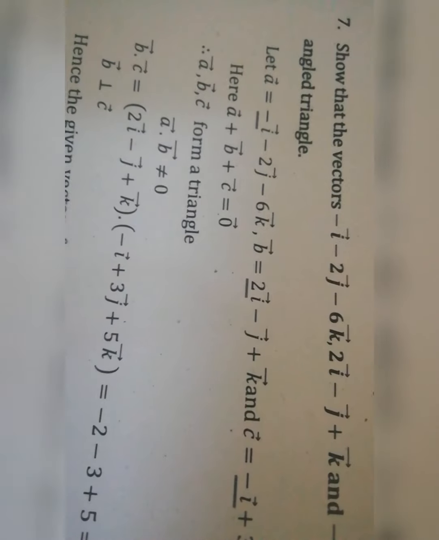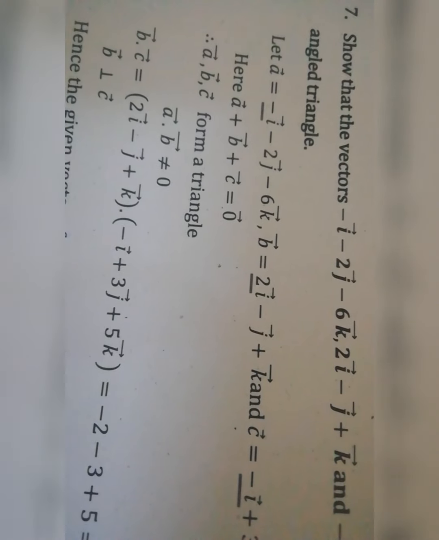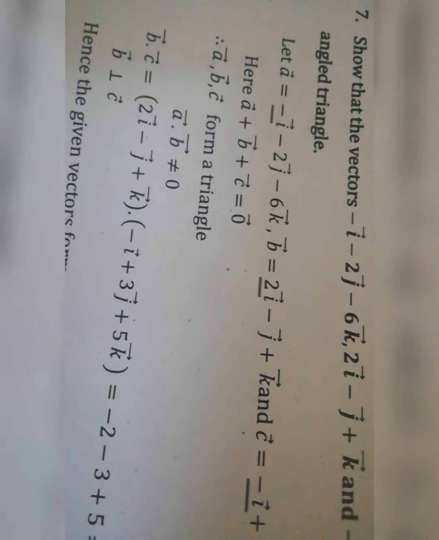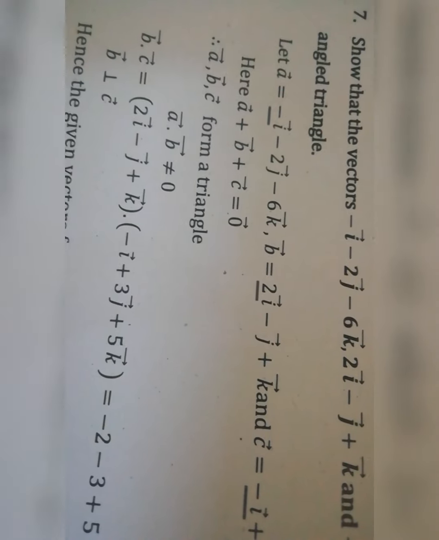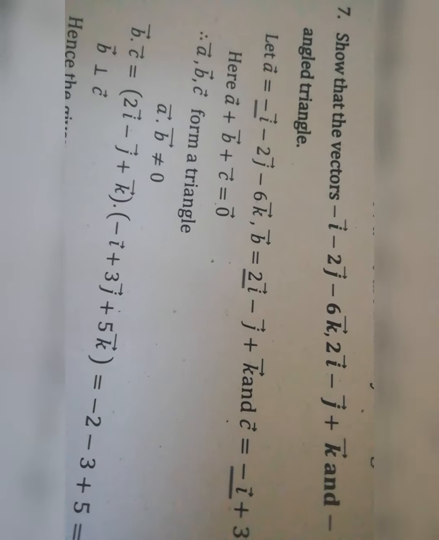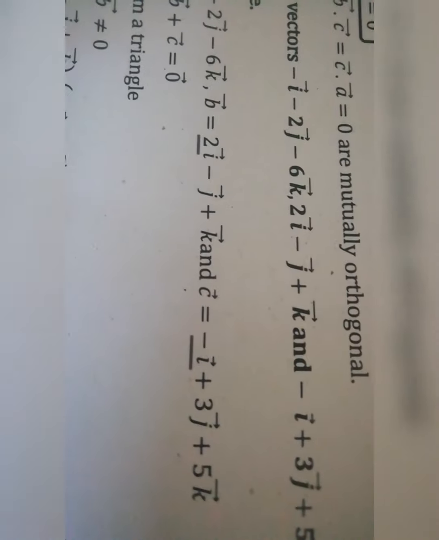Last class we discussed exercise 8.3 up to 6 sums. Today we will continue with the 7th sum. See, what is the 7th sum? Show that the vectors, here given 3 vectors.